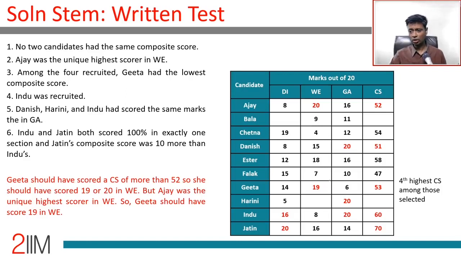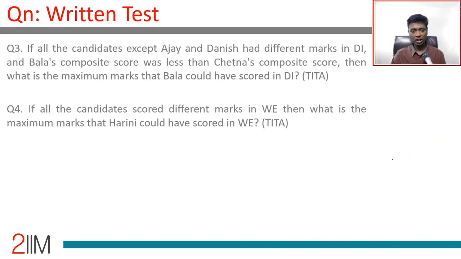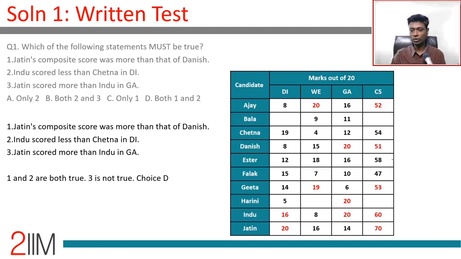So wonderful. We've got the composite scores of 1, 2, 3, 4, 5, 6, 7, 8 people. We know Jatin, Indu, Geeta and Esther are selected. We know the remaining 6 are not selected. We know the scores of everything except Bala in DI and Harini in WE. These two we do not know. Everything else we know. Right? There is no information about these two. So I'm going to jump into the questions and see if we can solve those.